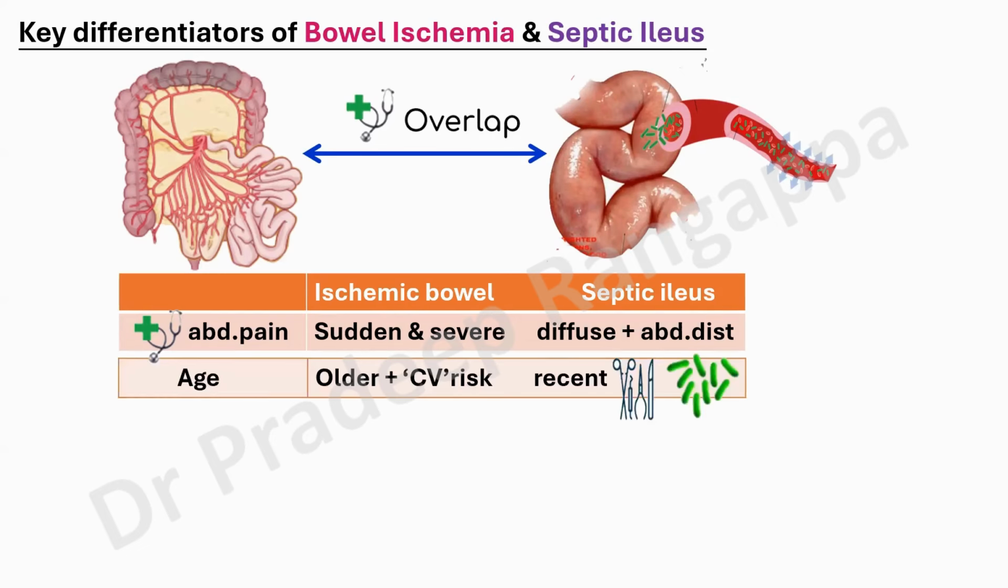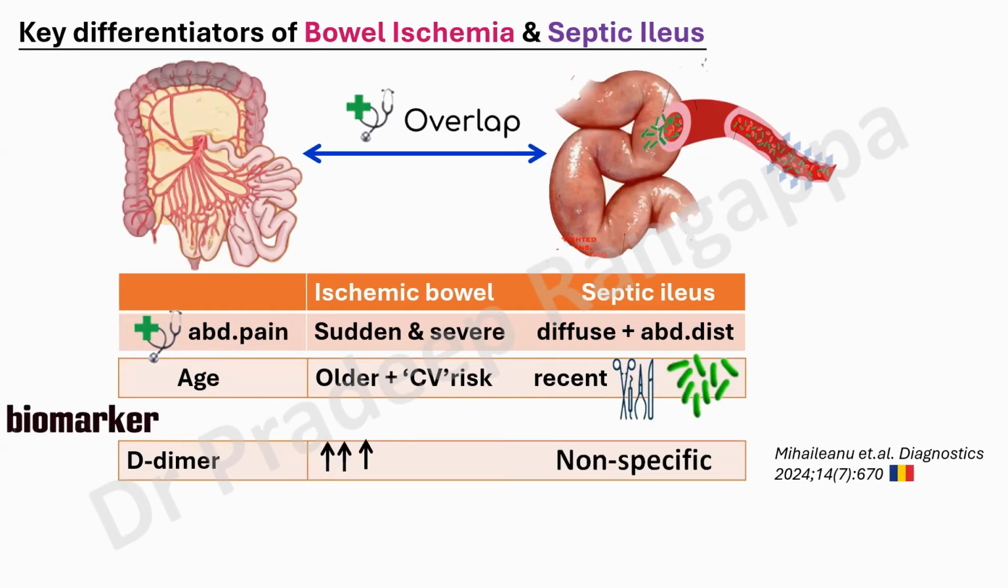As for age, ischemic bowel tends to occur in older individuals with cardiovascular risk, but septic ileus can occur at any age and generally tends to occur in patients who've had recent surgery. That's why history is important. If someone has had a recent abdominal surgery, they are at a risk of developing septic ileus, or when there is an underlying systemic infection that may lead to septic ileus.